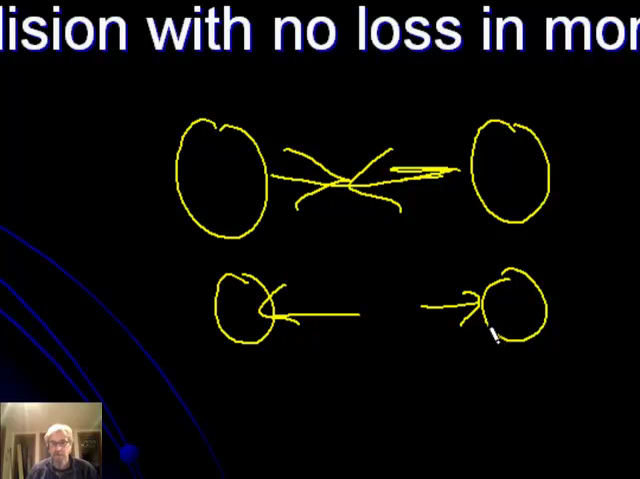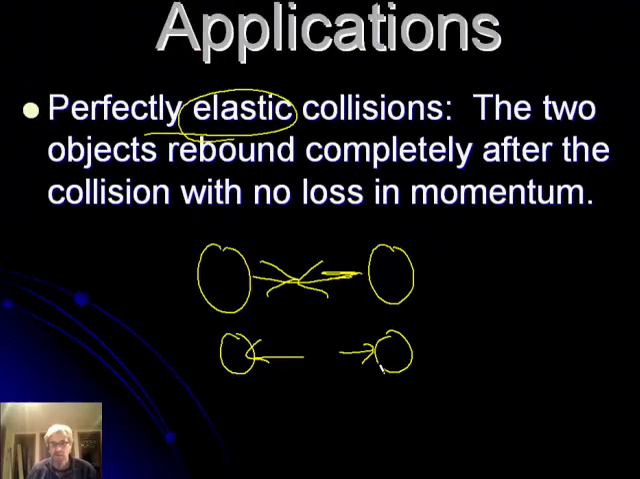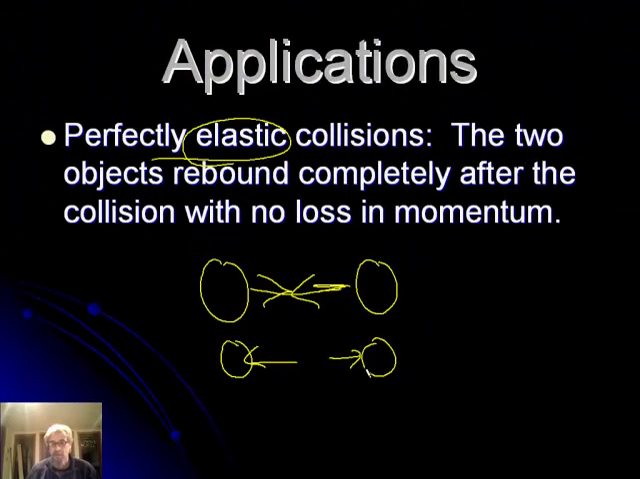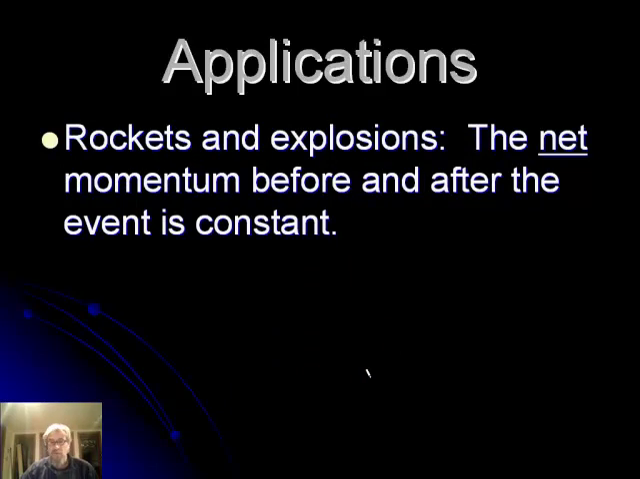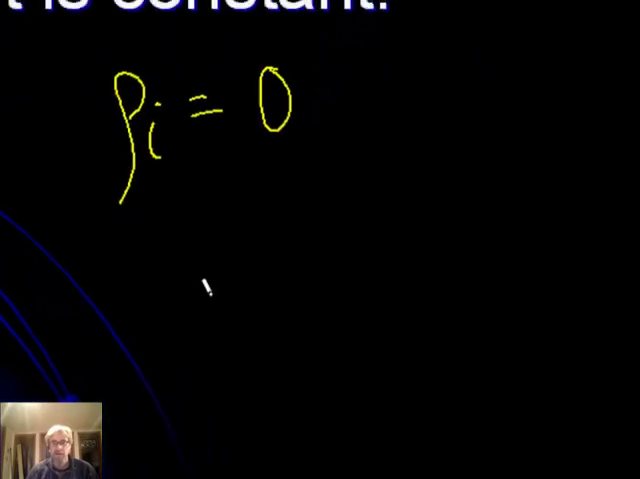Perfectly elastic collisions don't exist in real life, and so they're a little bit fanciful, but they can be used to model many real-life situations. Solving problems with perfectly elastic collisions is a little more complicated, and so we're going to leave that alone for right now. Another application is rockets and explosions or rifles or things like that. In this case, it's important to keep in mind that the net momentum before and after the event is constant. But sometimes the initial momentum can be zero.